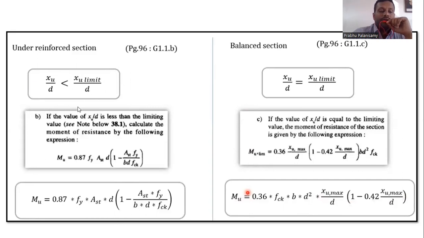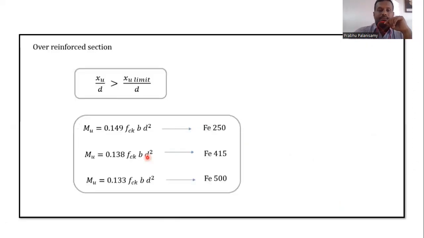So you see, for the under-reinforced section, XU by D should be less than XU limit by D, and for the balanced section XU by D is equal to XU limit by D. So this is nothing but the balanced section. As we have seen, the three kinds of section are under-reinforced, balanced, and over-reinforced. In the over-reinforced section, XU by D will be greater than XU limit by D. For this section, we have formulas on page number 96 in IS 456. So let me take the over-reinforcement: as we said, XU by D will be greater than XU limit by D, based on which the MU can be identified, and the depth of the beam can also be identified based on the grades.